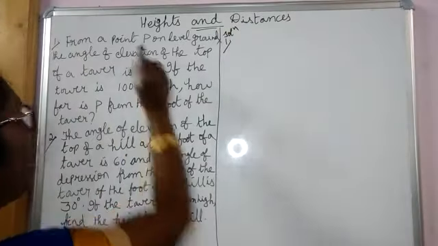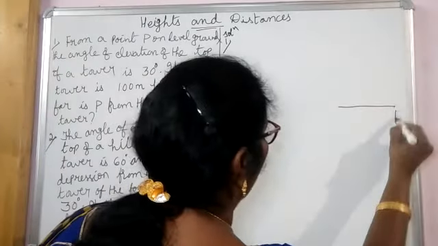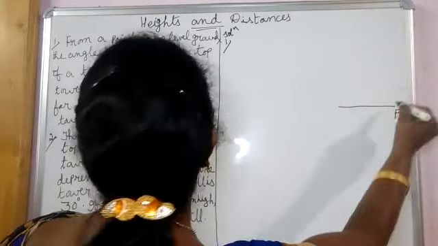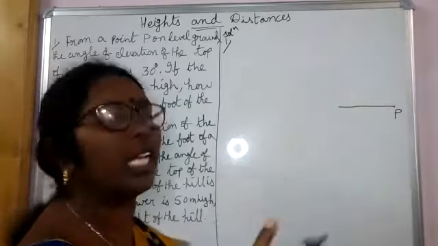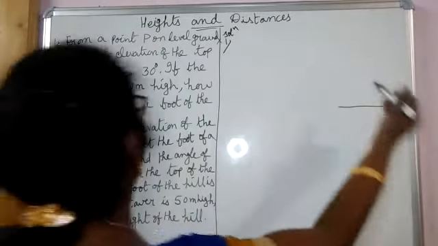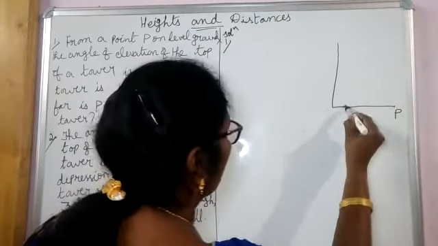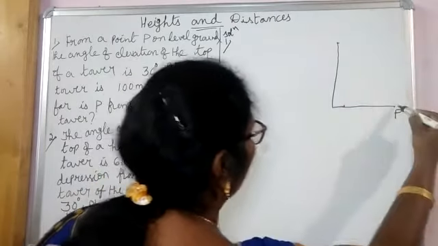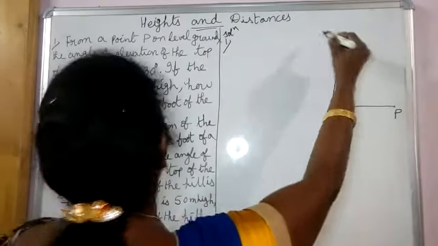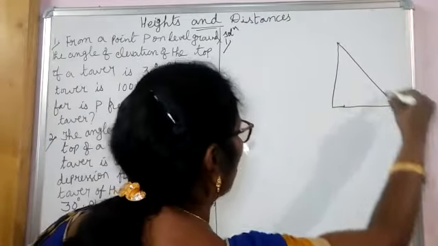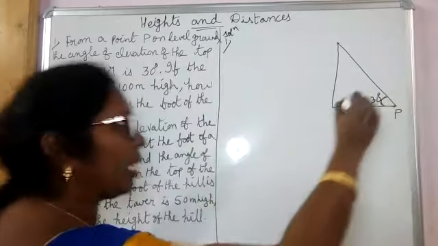From a point P on level ground, this is a level ground. Let us think this is P. From a point P on level ground, the angle of elevation, I said elevation means up, of the top of a tower. Here the tower is there, and the top of the tower is this. So the angle of elevation from point P to the top of the tower is 30 degrees. Join this, and this is 30 degrees. I think you are clear.